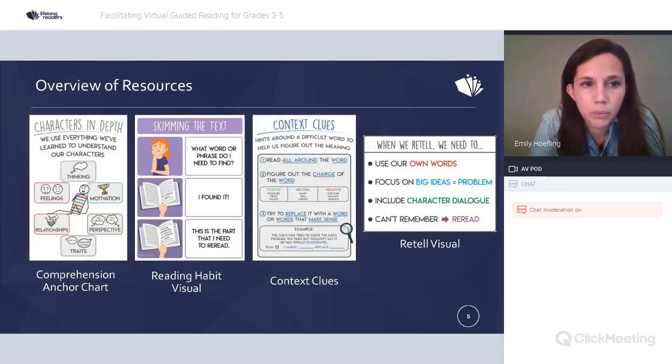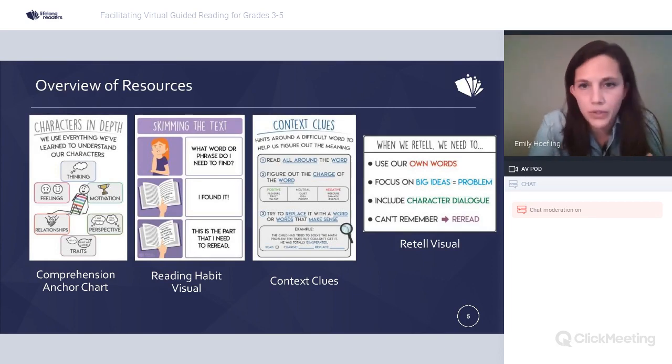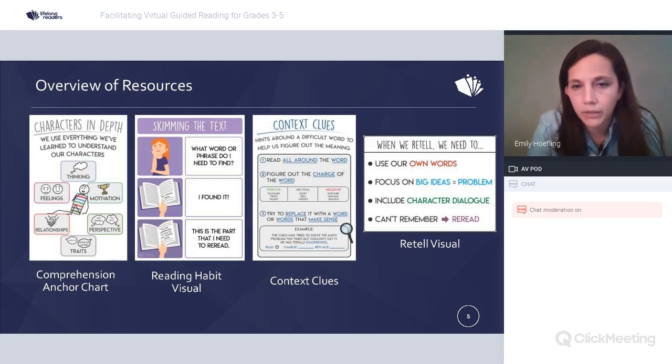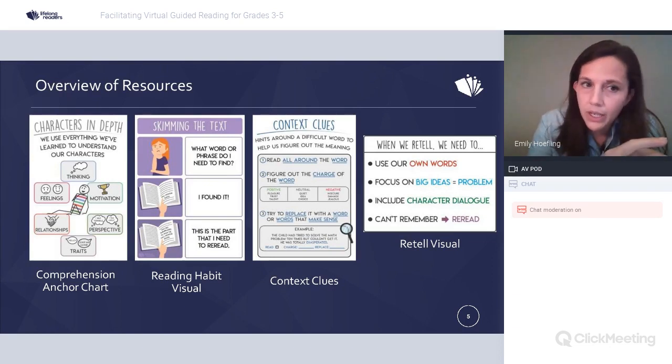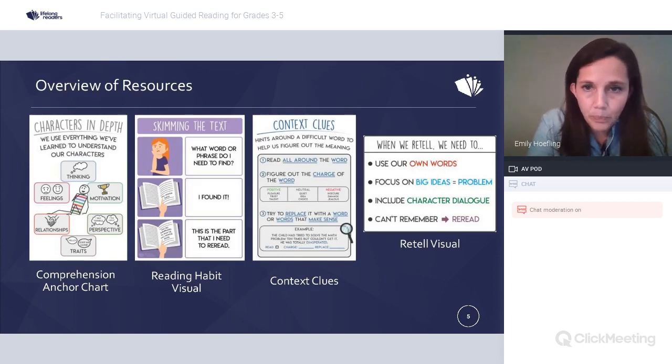And then more curriculum resources. I'm using the anchor chart, mostly with the upper levels, it's the characters in depth, and then we pull out one thing that we're working on. So for example, today we're going to be working on relationships with our higher leveled group. And so we put this anchor chart up and we pull out the relationship anchor chart.